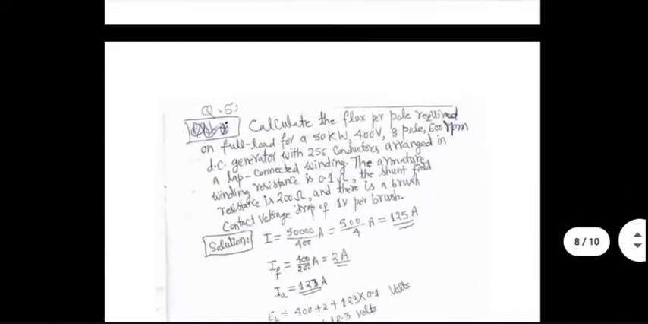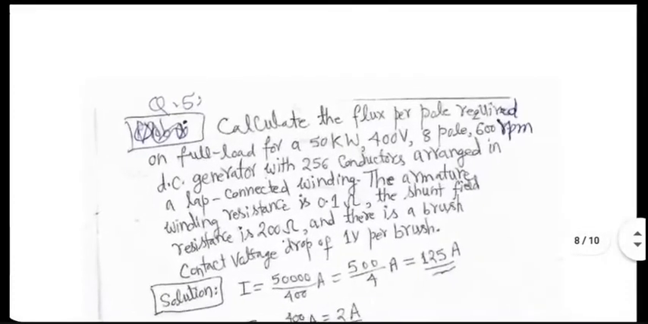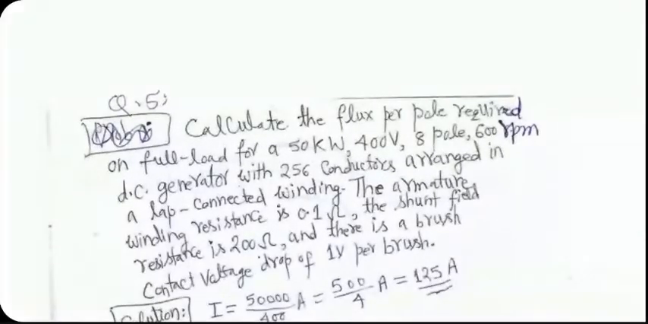Okay. Now this one. Calculate the flux per pole required on full load for a 50 kilowatt, 400 volt, 8 pole, 600 RPM DC generator with 256 conductors arranged in a lap connected winding. So A equal to P. The armature winding resistance is 0.1 ohm. The shunt field resistance is 200 ohm. So it's a shunt wound generator. And there is a brush contact voltage drop of 1 volt per brush.